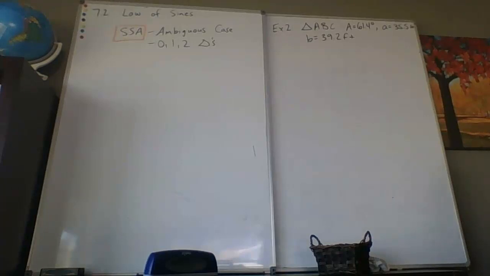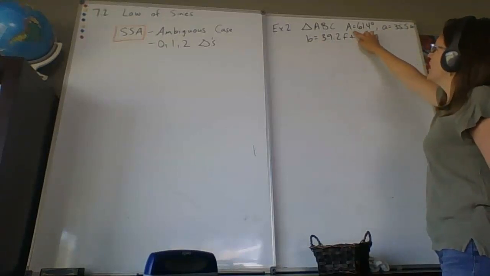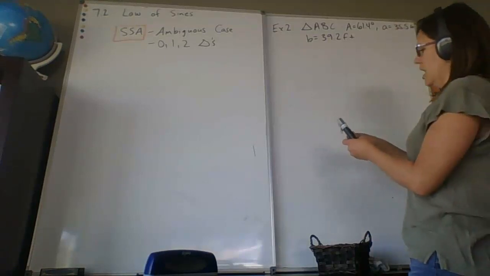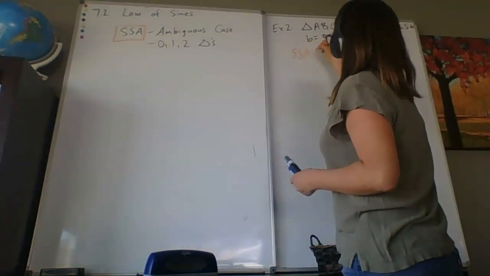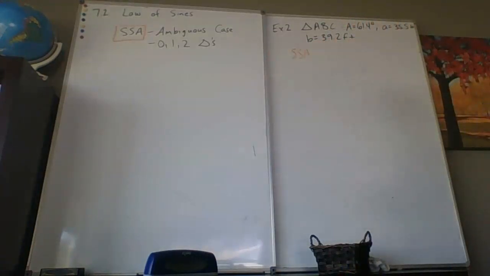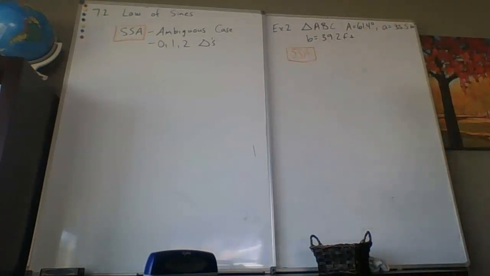Example 2, solve triangle ABC if A equals 61.4 degrees, side a equals 35.5 feet, and side b equals 39.2 feet. So again, we are given two sides. And since the given angle is opposite one of the sides, we know that this is going to be an SSA. So we know we're going to have this ambiguous case of 0, 1, or 2 triangles. So let's see what we get in this case.